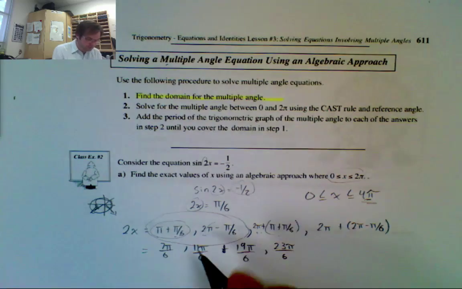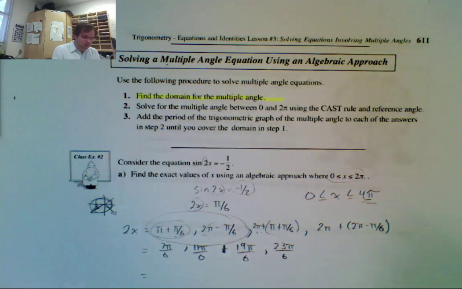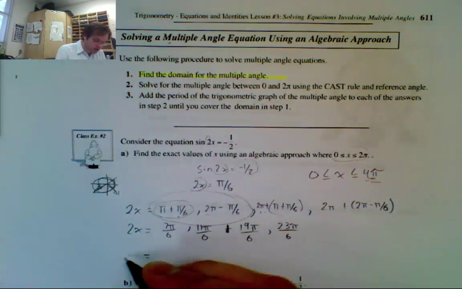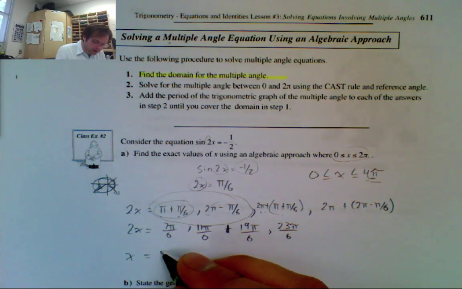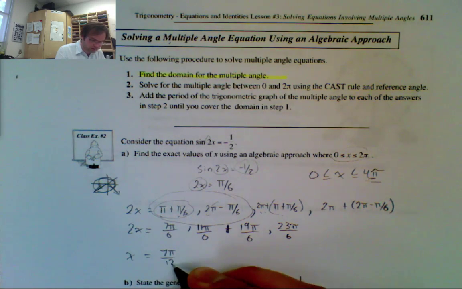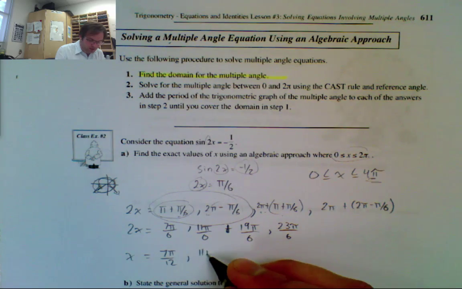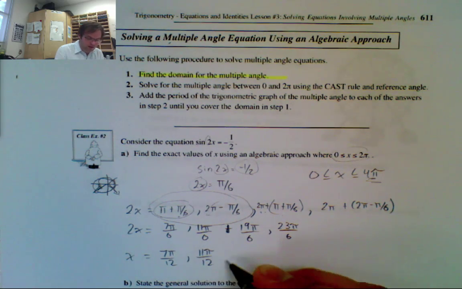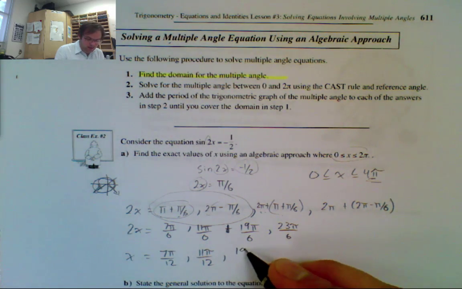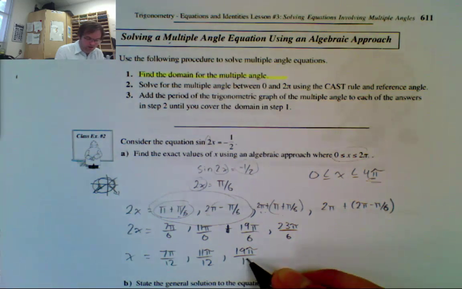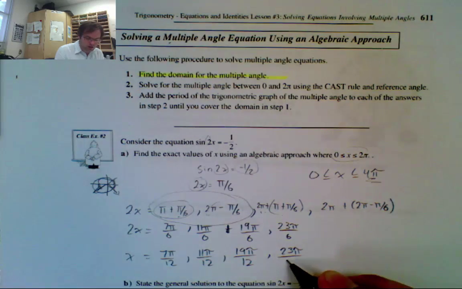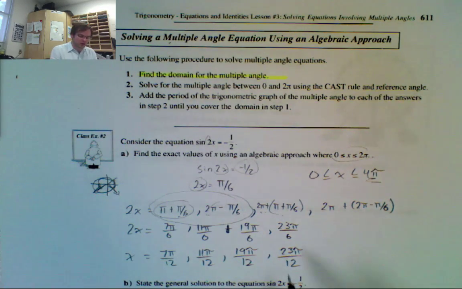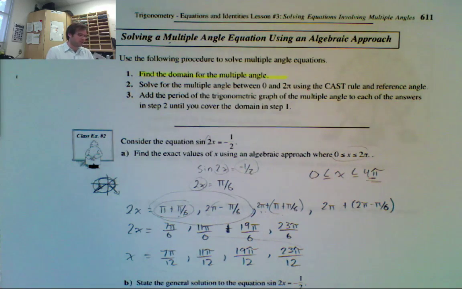Okay? So this is for 2x. Now I just want to figure out what x is equal to. So all I'm going to do is I must divide all of these by 2. So I end up getting 7 pi over 12. And here's going to be 11 pi over 12. And then I'm going to get 19 pi over 12. And my last one's going to be 23 pi over 12. Okay, so these are going to be all of my angles.